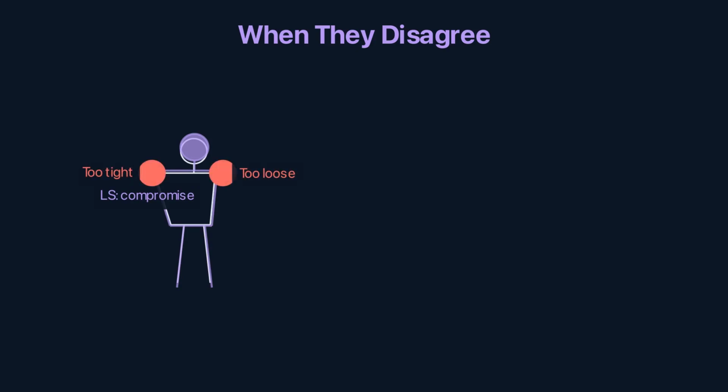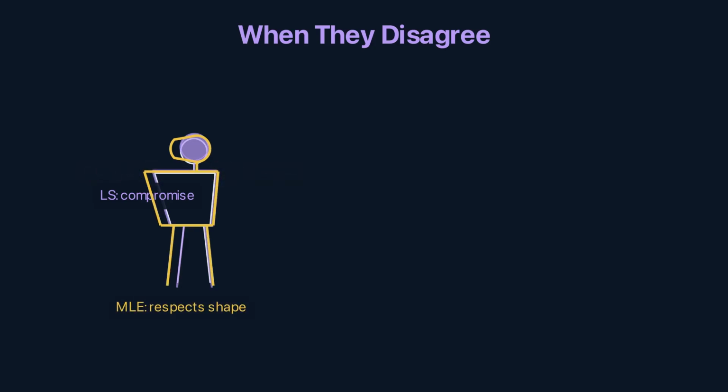For the asymmetric client, non-Gaussian body, the suits diverge. MLE with a skewed distribution allocates extra fabric to the broad shoulder and less to the narrow one. The fit acknowledges the asymmetry. Least squares forces equal treatment of both shoulders and achieves a mediocre compromise.